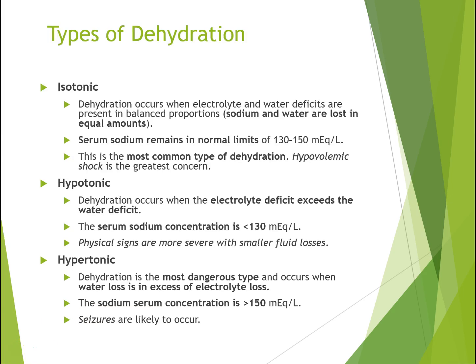3 different types of dehydration. The isotonic, where you are losing sodium and water in equal amounts. This is the most common type of dehydration. Hypovolemic shock obviously is going to be your greatest concern. The hypotonic type of dehydration, where the electrolyte deficit exceeds the water deficit. So you have hyponatremia. Physical signs are more severe with small fluid losses.